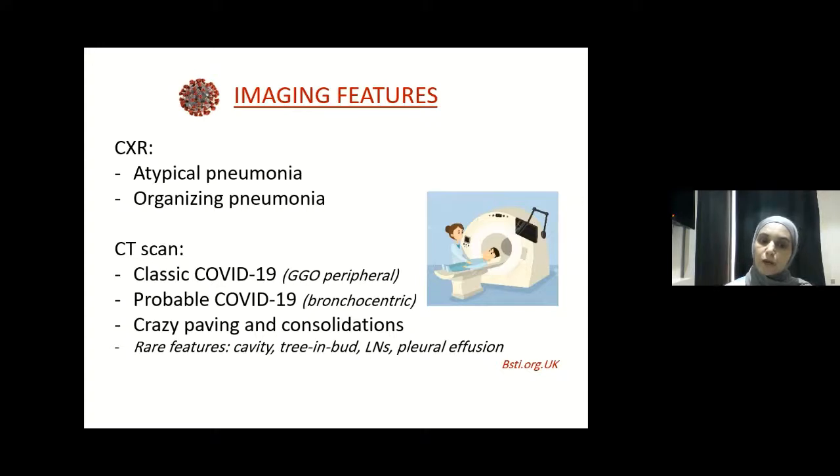A CT scan, mainly in the early stage of the disease, will show ground glass opacification. Classically, it's peripheral and bilateral and involves multiple lobes. In probable COVID-19 infection, the abnormalities or the ground glass opacity will appear in a central area rather than being at the periphery. Again, crazy paving, that is ground glass with septal thickening, is mentioned, as well as consolidation. Rare features like a cavity, nodules, tree-in-bud, lymph nodes, and pleural effusion can be seen as well.